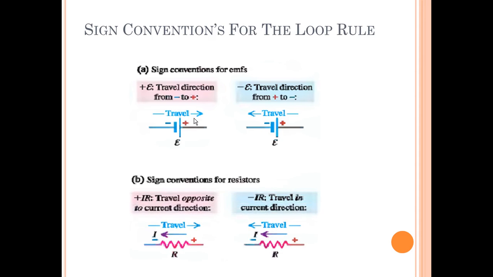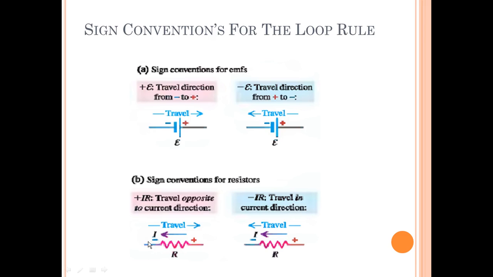Okay, so the next one is the sign convention for resistors. Going over resistors, we need to consider two directions of travel. One is the direction of travel around the loop, and the next one would be the direction of the current that is flowing through our given resistor. So for example, the direction of travel would be from left to right when we go over this resistor as we see here in this diagram.